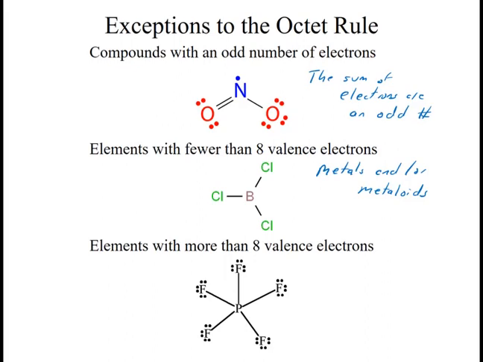And the last one is elements with more than 8 valence electrons. This is phosphorus pentafluoride, PF5. And just by nature, each one of these is 2 electrons, so this is 10 electrons here. So that's obviously more than 8. It doesn't have to be bonds. You can actually have some of these that have lone pairs that still have more than 8.